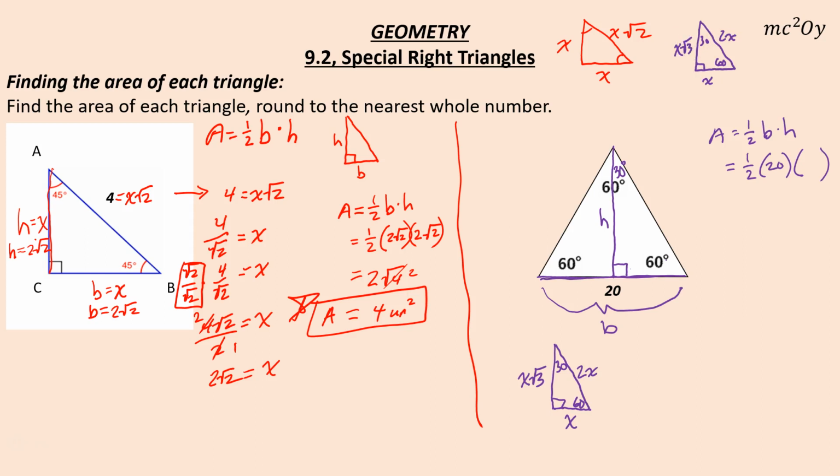Okay? And so what I've got based on that up here, I know that x is half of that 20. So this length is 10. Right? And so if that's 10, this side, which we really don't care about, that's our hypotenuse, but if it makes you feel any better, that's 20. Okay? And this is 10 root 3. Okay, so my height is 10 root 3, which means I can plug that in right there. So I now have 1 half 20, which is 10, times 10, which is 100, times root 3. So my area is equal to 100 root 3 square units.